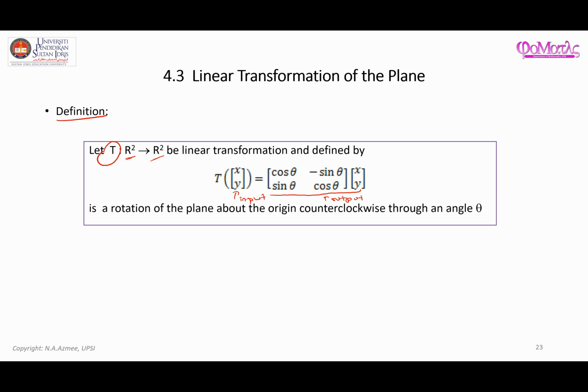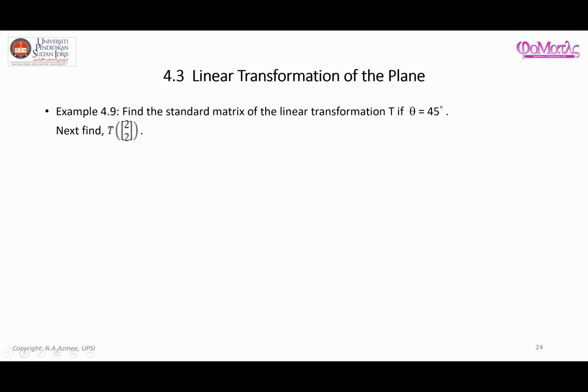So when you do that, it is going to be a rotation of the plane about the origin counterclockwise through an angle theta, something that looks like this. So counterclockwise is in this direction, and it will be considered through an angle. So here is theta. Okay, and just for a quick example here, you are asked to find the standard matrix of the linear transformation for T if theta is 45 degrees.